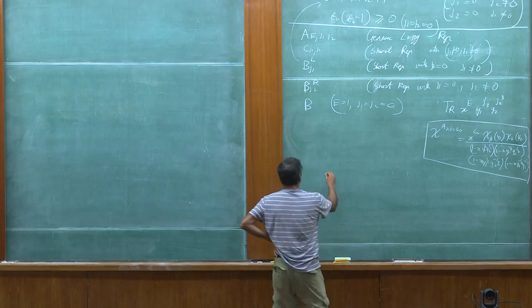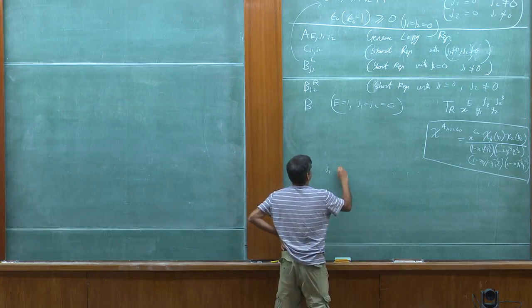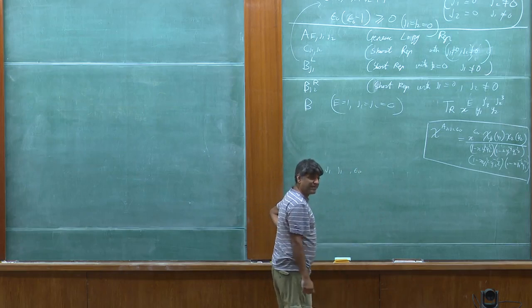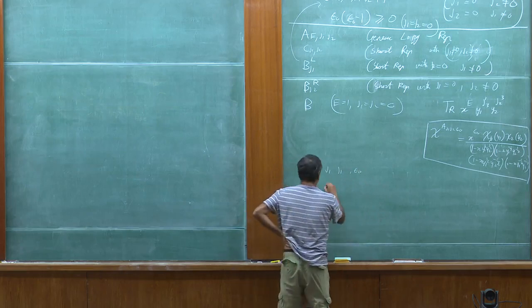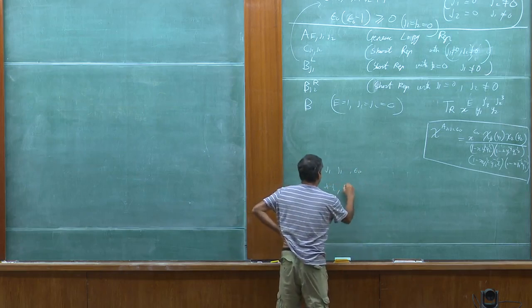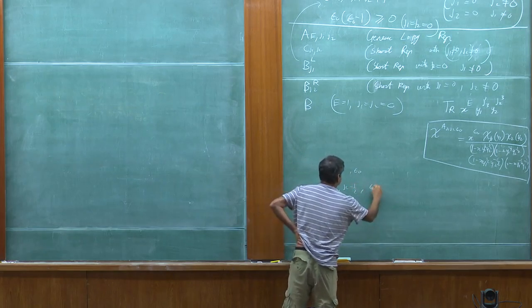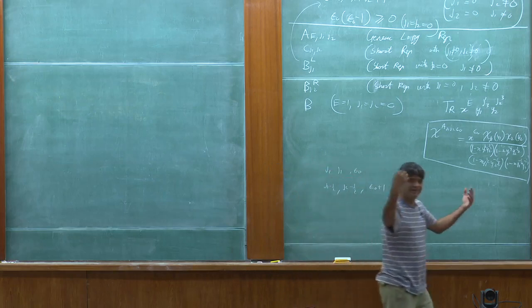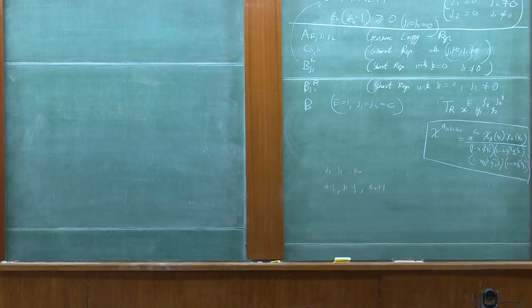Well, remember that the C-type representation had quantum numbers J1, J2 and epsilon naught. The quantum numbers of the null state for this were J1 minus half, J2 minus half and epsilon naught plus 1. You got it by acting with the momentum and contracting in this particular way.